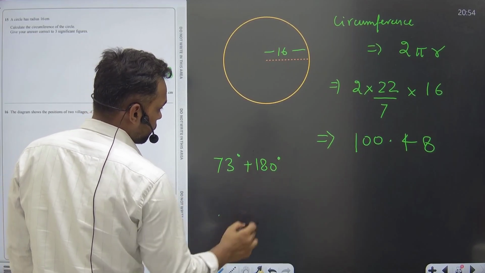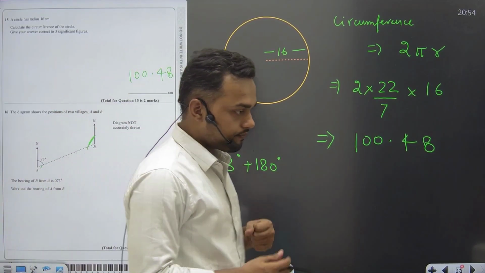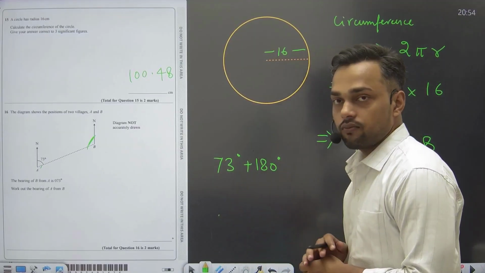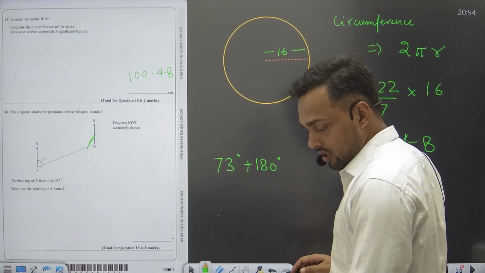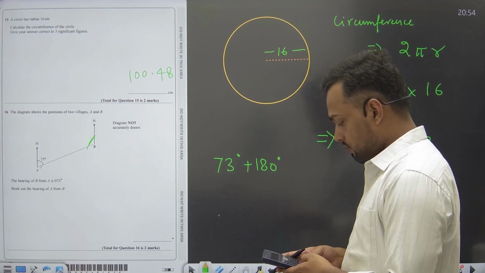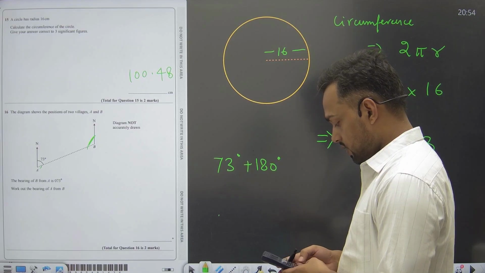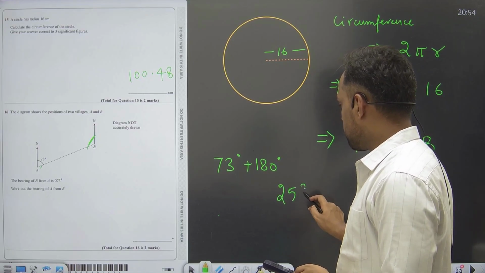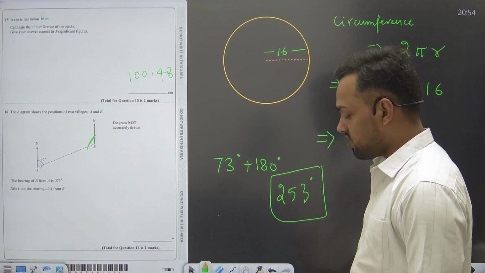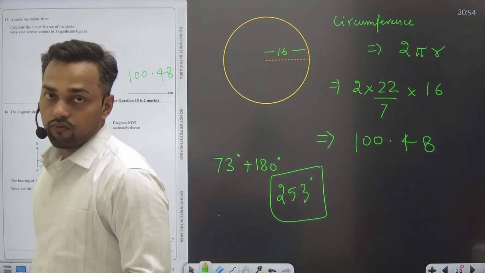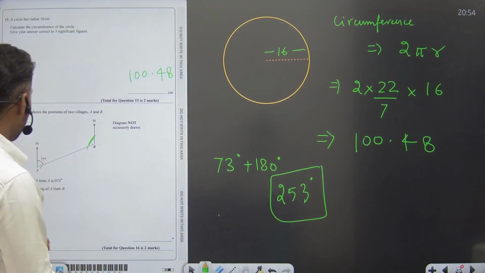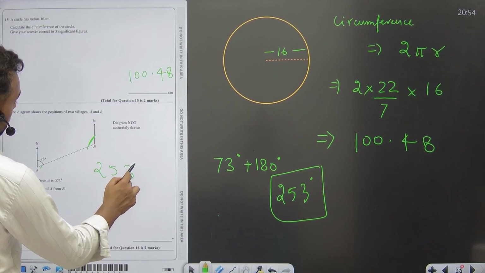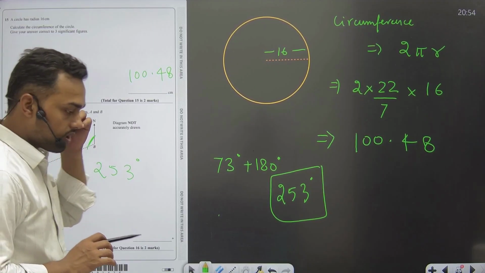Here is also one rule, student. If you get this value more than 360 degrees, then we need to subtract 180 degrees here. But if you see, if you add this number, it will be 180 plus 73, that will be equal to 253. So here you will see that it is less than 360 degrees, so we will not subtract 180. So 253 will be the bearing of A from B, 253 degrees.